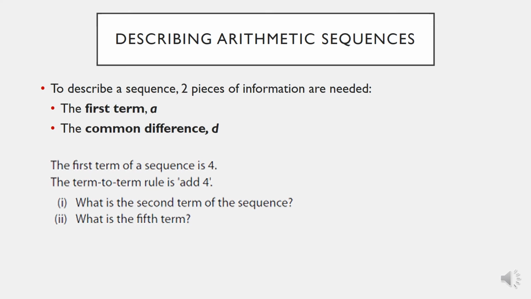So starting with 4, we must add 4 each time. So that goes 4, 8, plus 4 is 12, plus 4 is 16, 20. Okay, so we have 5 numbers there. So we can say that the second term, T2, equals 8, and the fifth term, T5, equals 20.